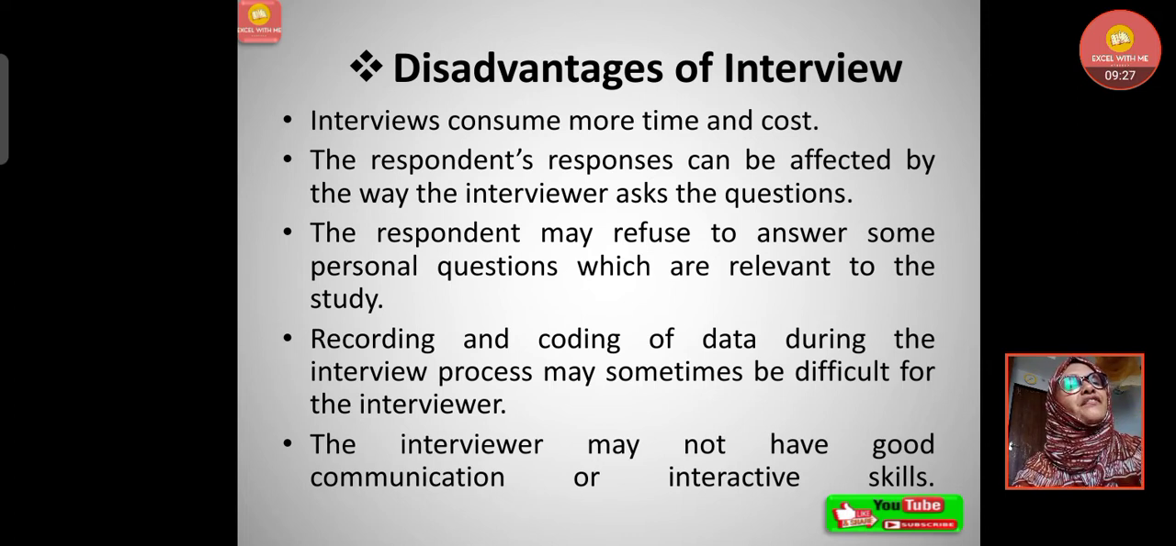The respondent may refuse to answer some personal questions which are relevant to the study. Obviously, sometimes if the rapport is not good, then recording and coding of data during the interview process may be difficult for the interviewer. The interviewer may not have good communication or interactive skills. That is also one disadvantage.